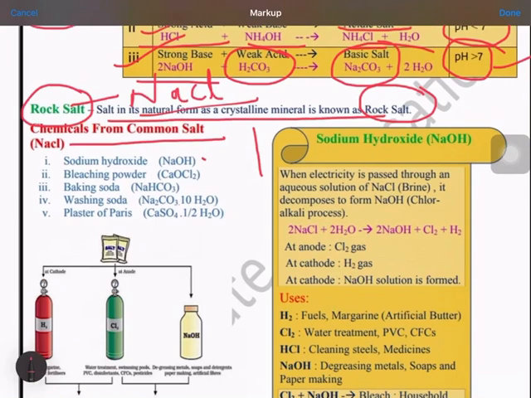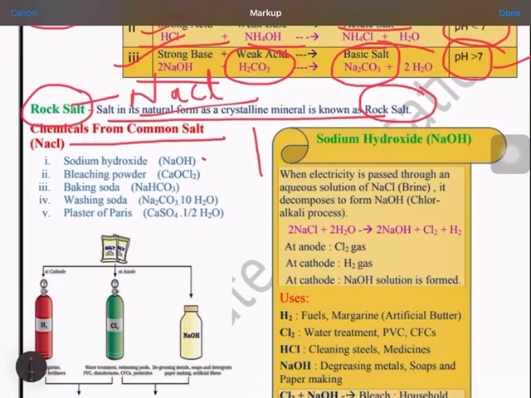The preparation of sodium hydroxide will start in this worksheet. What is the preparation of sodium hydroxide? It is very important. Actually we get sodium hydroxide from rock salt. So we have to see how sodium hydroxide is obtained from NaCl. If we make an aqueous solution of NaCl, it is known as brine. This you have to remember.